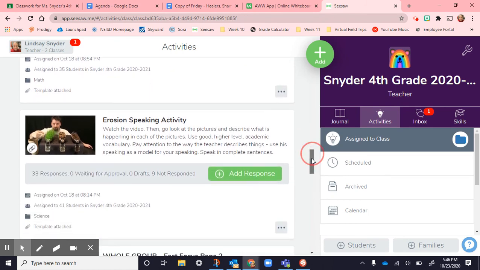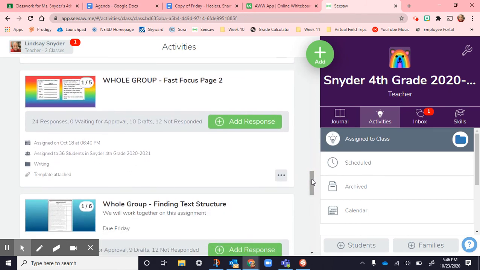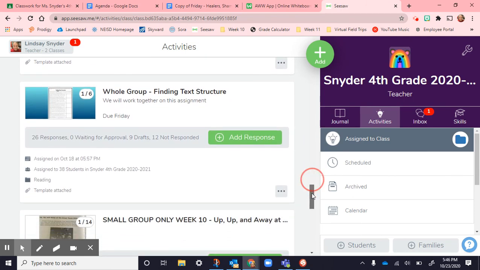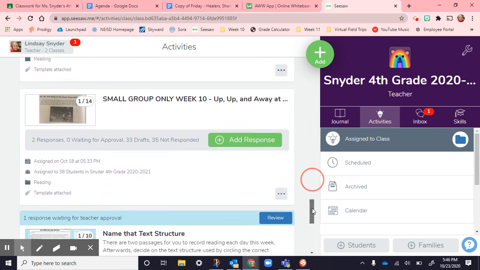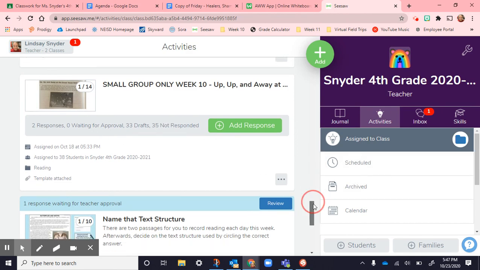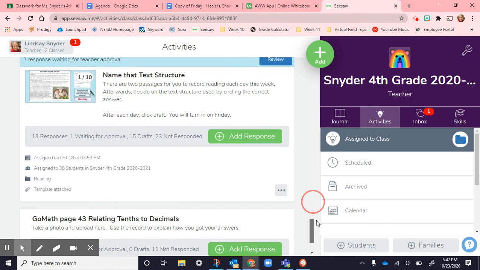Erosion speaking activity should be turned in. Fast focus page 2 should be turned in. Finding text structure should be turned in. Up and Away, the small group activity should not. It should be drafted. We have not finished. Name that text structure, that should be turned in.